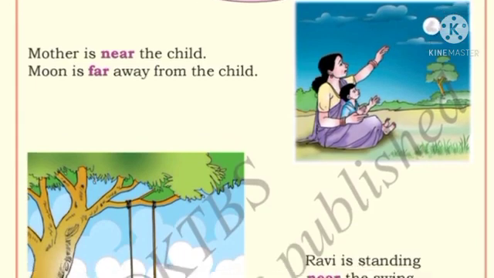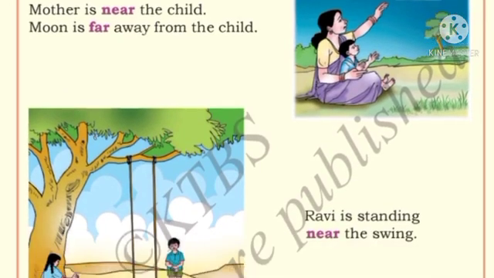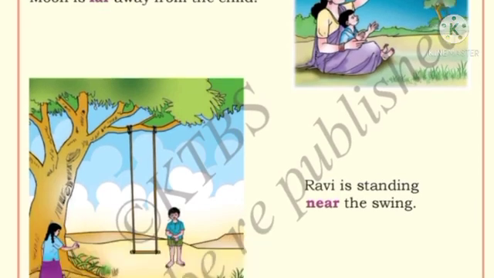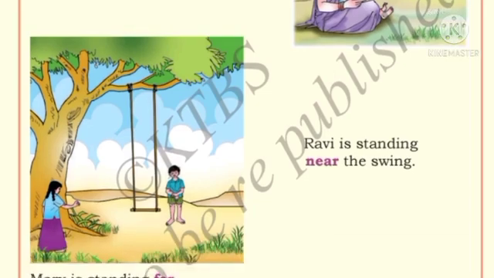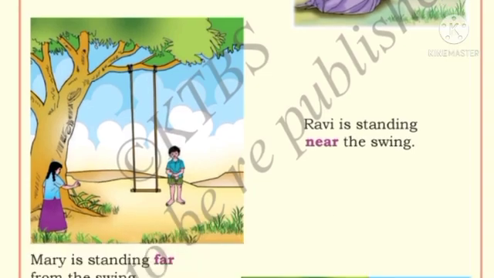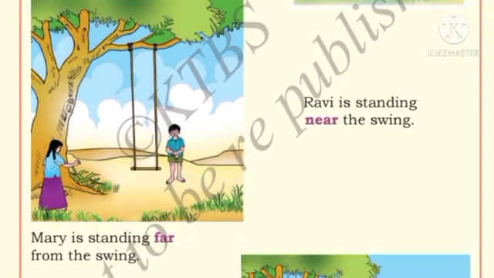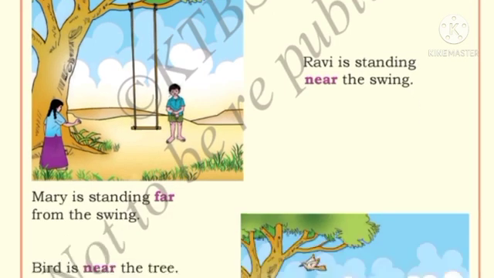Okay. Mother is near the child. And moon is far away from the child. See, mother is closer to the child and moon is very away from the child. So now here Ravi is standing near the swing. Can you see Ravi is standing near the swing? Yes. And Mary is standing far away from the swing.